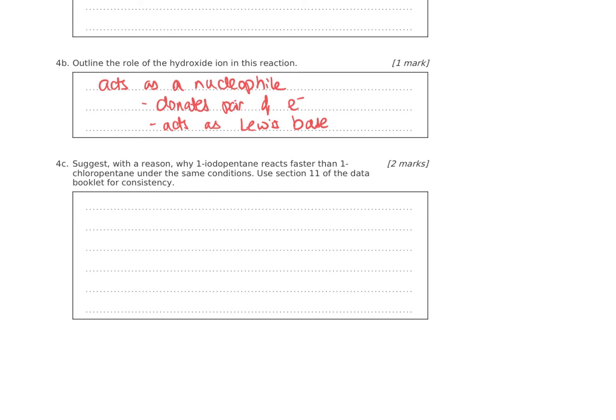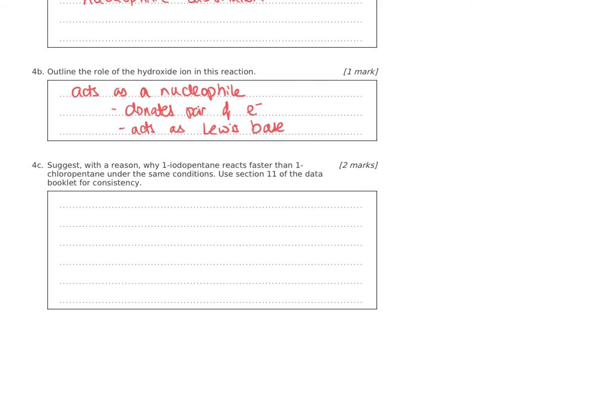Suggest a reason why 1-iodopentane reacts faster than 1-chloropentane under the same conditions. So what's different about these molecules? Well, one has a C-I bond and one has a C-Cl bond. Apart from that, they are the same molecule. So in other words, what's different about those two bonds? It says use section 11. So that means you need to use section 11. What is section 11? Well, section 11 is bond enthalpy. So you can see the values for the bond enthalpy of these two things. So you can actually state the bond enthalpies.